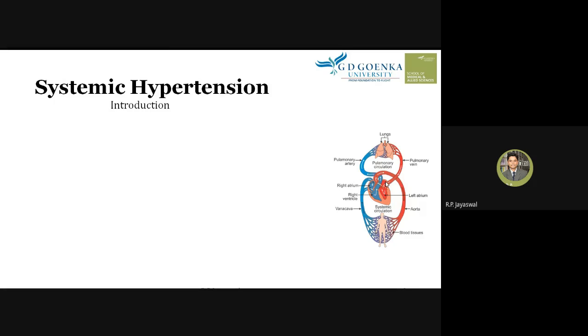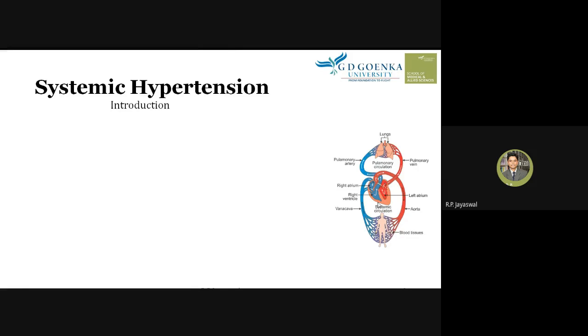The heart pumps the blood towards the lungs through the pulmonary artery, and the lungs purify the blood and then return the blood to the heart through the pulmonary vein. So this is the pulmonary circulation. But today we are learning about systemic hypertension, so we should know the systemic circulation.